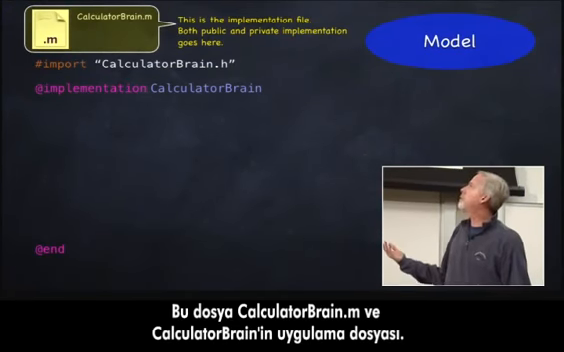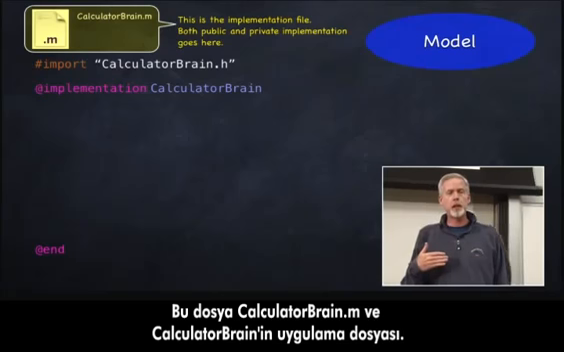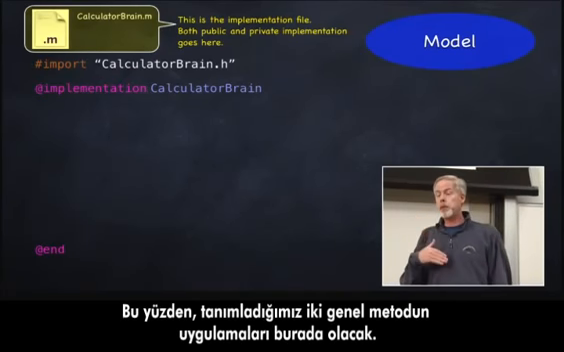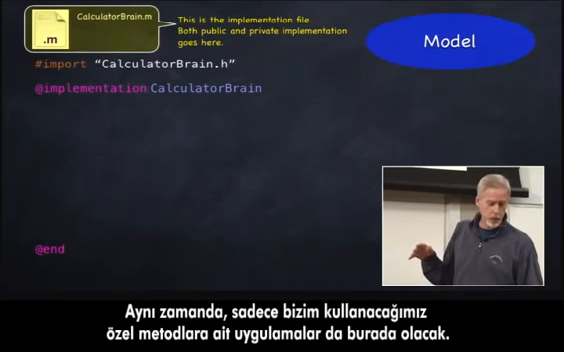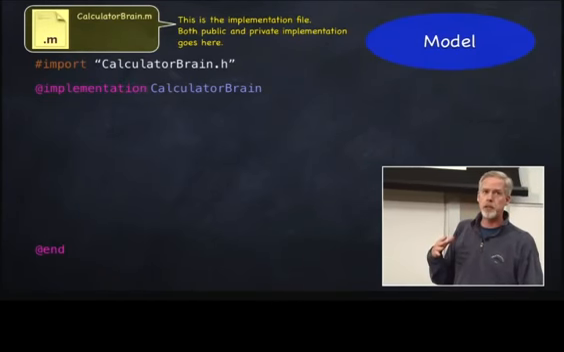So this is CalculatorBrain.m. It's the implementation of CalculatorBrain. So it's going to have implementations of all those public methods, the two that we declared, and also it's going to have implementation of private methods that are only for us to use. Okay?